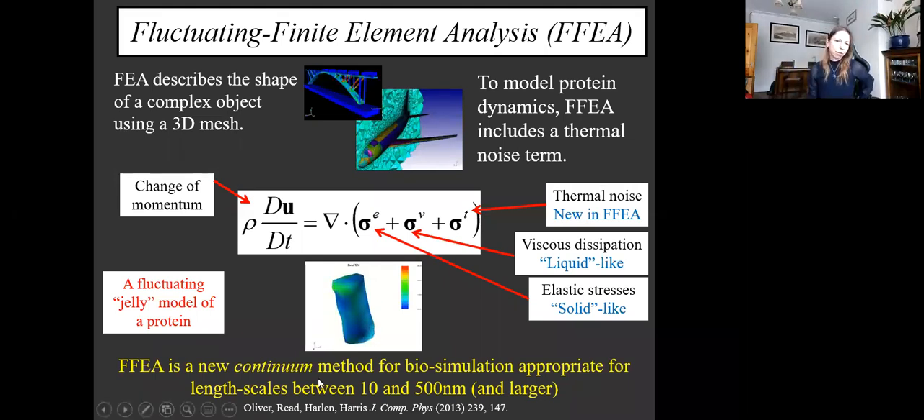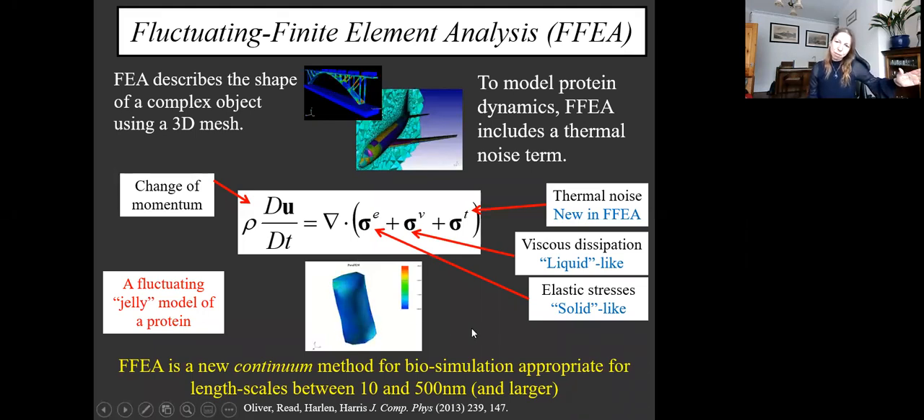So this is our equation of motion. It's basically Newton's equations, but in the presence of thermal noise. We have in our stress, these are our forces, the divergence of an elasticity term, which is the solid bit, a viscous term, which is the liquid bit, and a thermal noise term, which is the thermal noise. So we end up with these things changing shape.